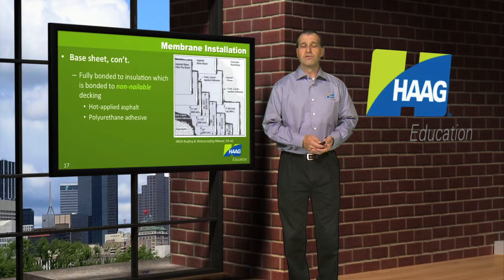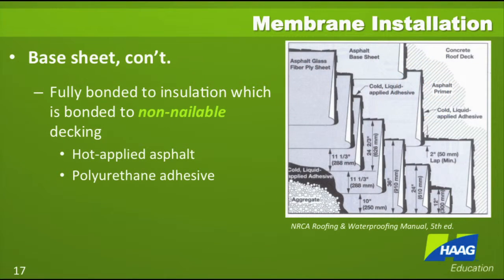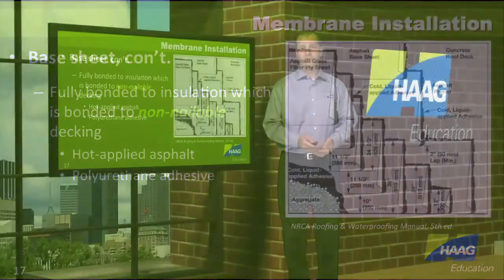If the roof substrate or deck is not nailable, you can apply that base sheet through adhesive. And so in the graphic shown on this slide, we are looking at a concrete roof deck. First, an asphalt primer is put down, and then at that point you can apply the base sheet either through hot applied asphalt or some type of cold adhesive, such as a polyurethane adhesive. And that would give you your solidly adhered surface to apply your built-up roofing felts to.